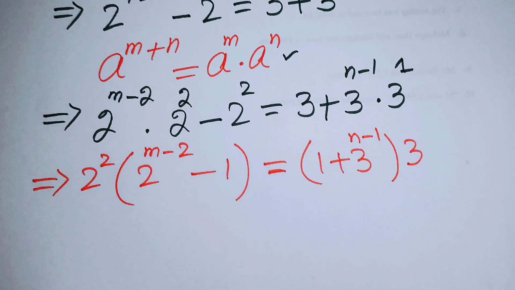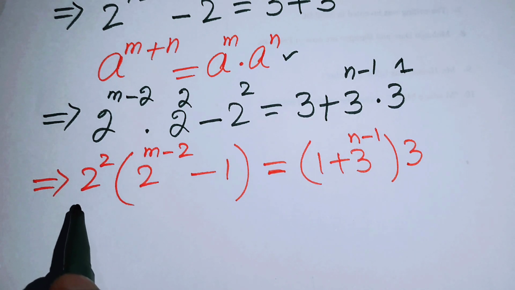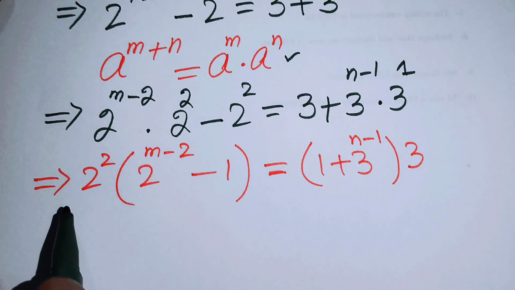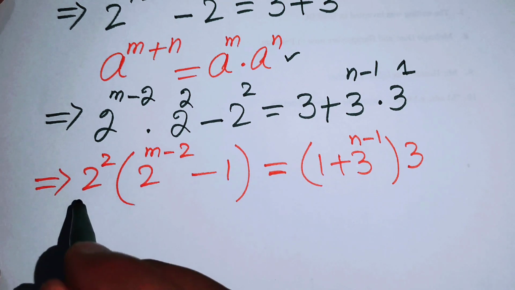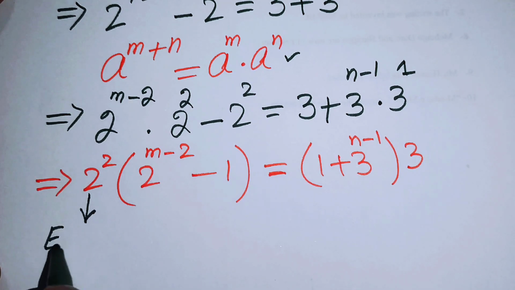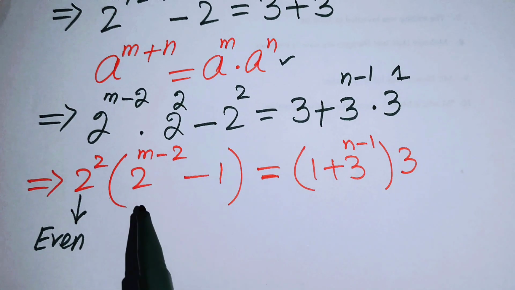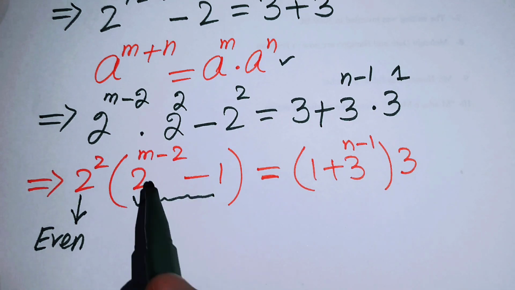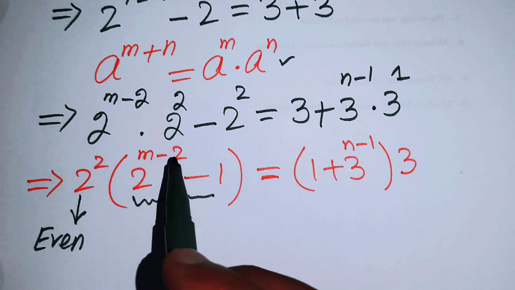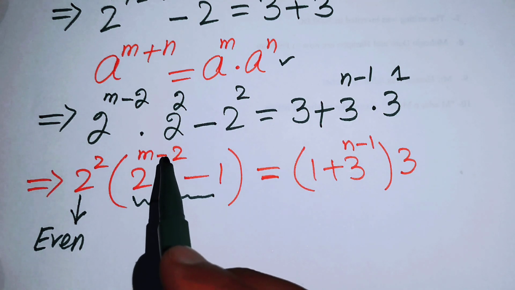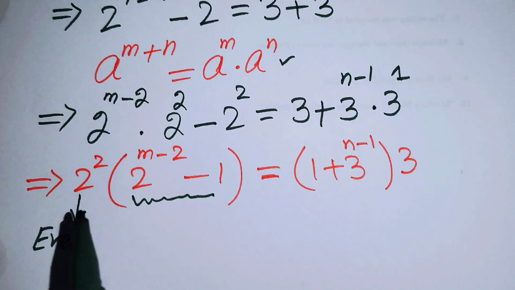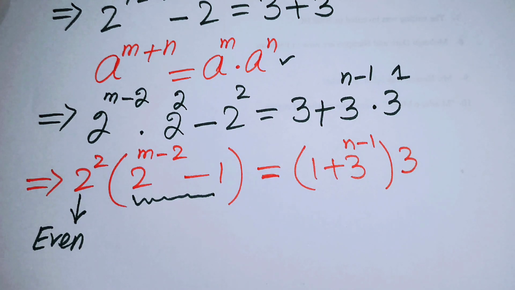So now you can focus on both of the sides and you see that here we have the term 2 squared. So 2 squared becomes 4, and we can see that 4 is an even number. So I can say that this 4 is an even number. And here you see that if we have 2 to some exponent, when we subtract 2 to the power of m minus 2 and subtract 1 from any number, it becomes some even number.